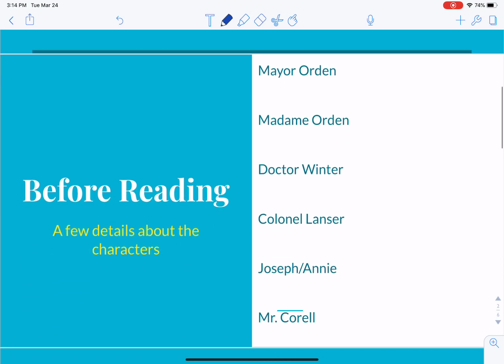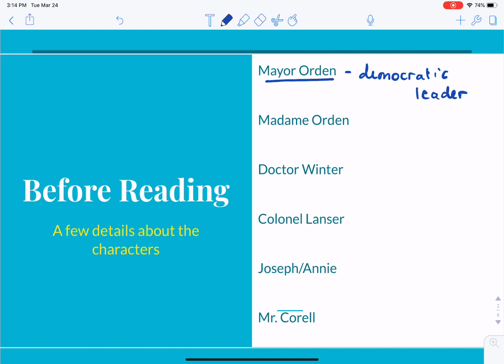Before we read, what I'd like to do is just give you a few details about these characters we're going to meet in Chapter 1 so that you have an idea of who you're actually reading about. Now, Chapter 1 begins with an invasion of a military nature. And the town that is invaded, this fictional town that John Steinbeck creates, is led by a man named Mayor Orden. He is the democratically elected leader of this town.